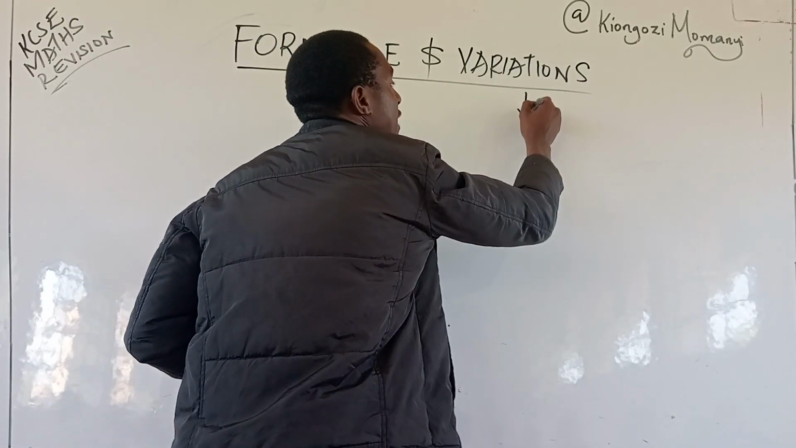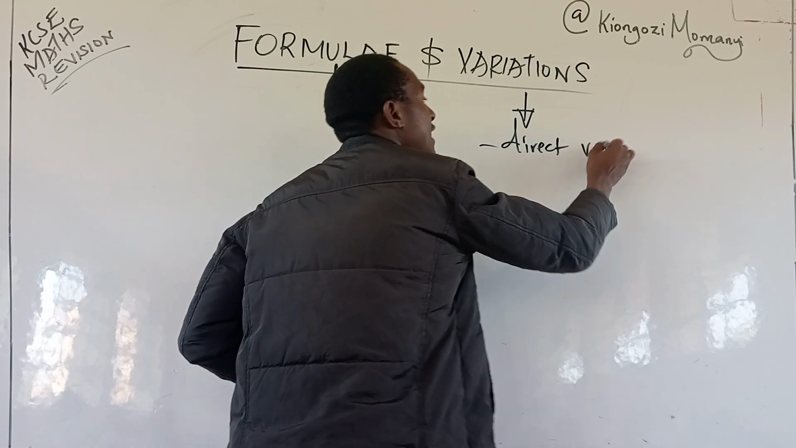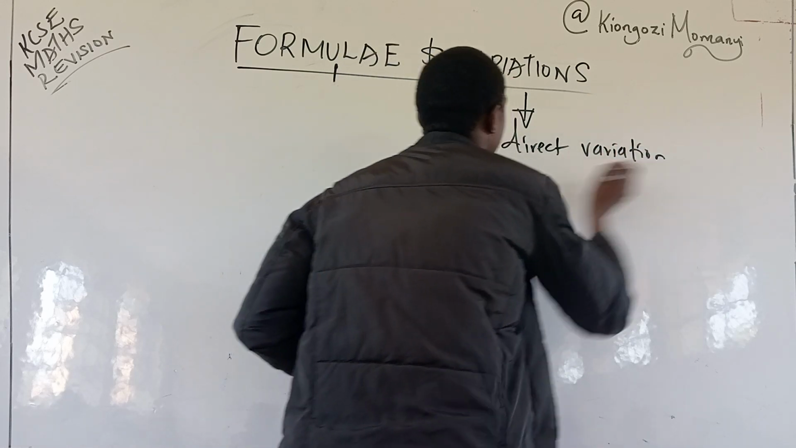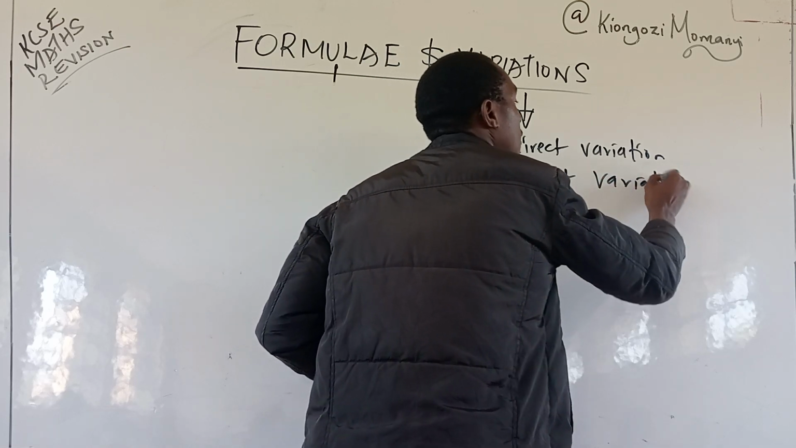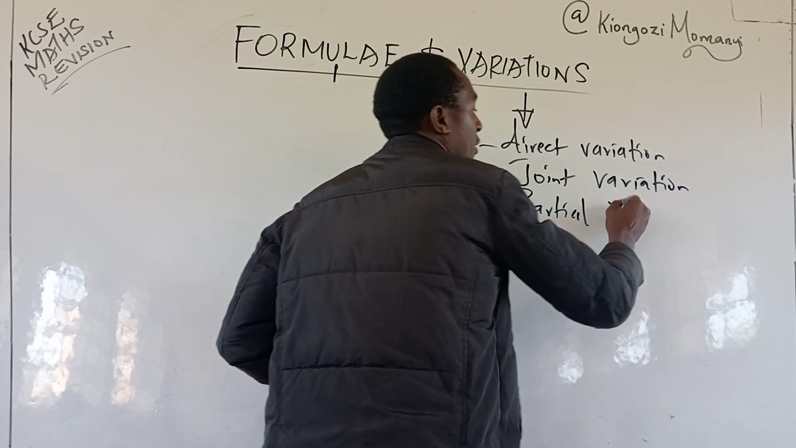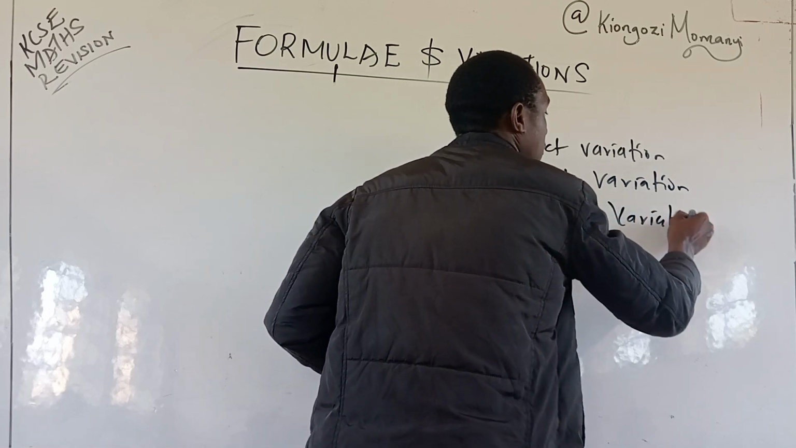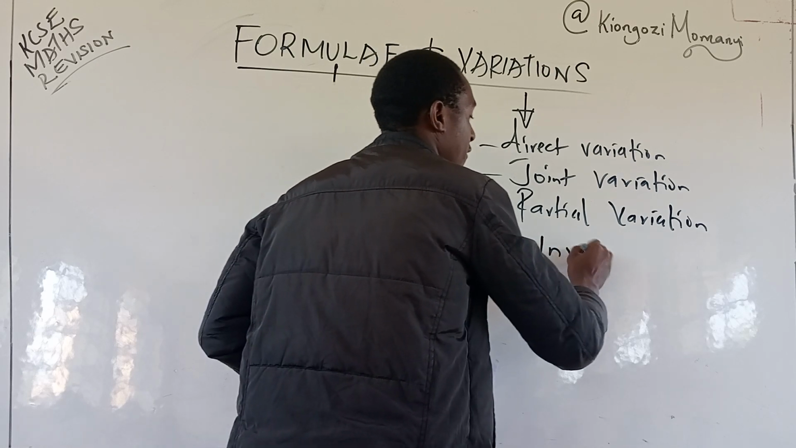In variations, we have types of variations. We have direct variation. We have joint variation. We have partial variation. And of course, we have inverse variation.